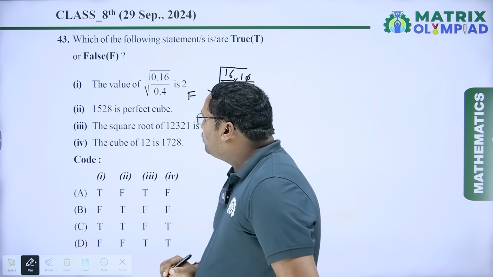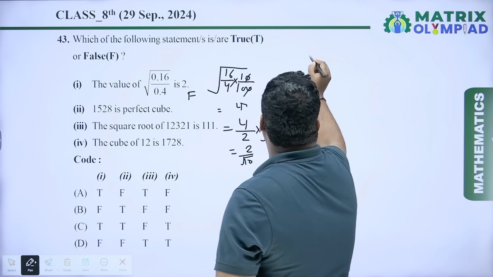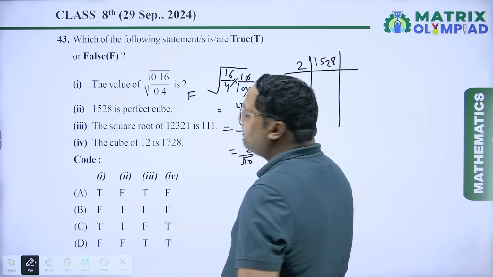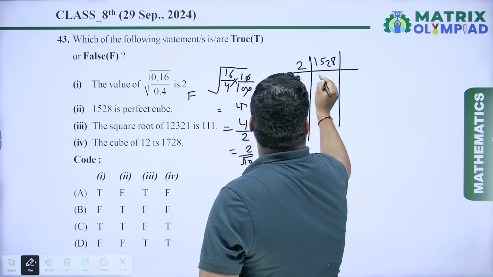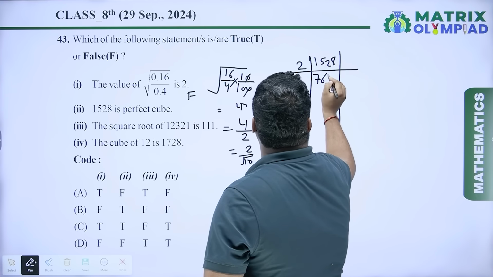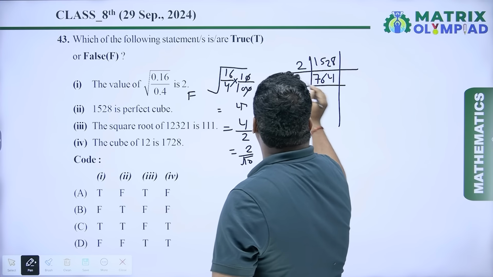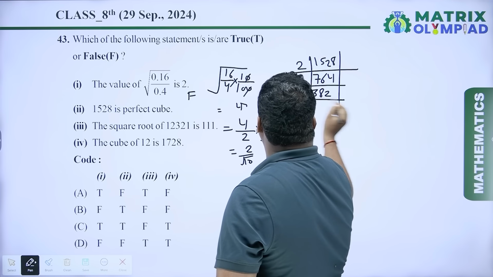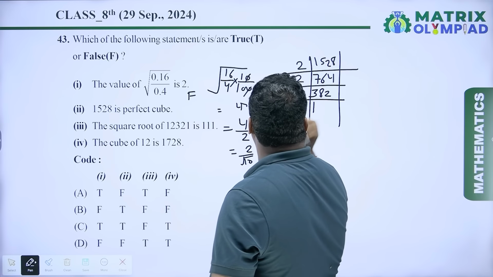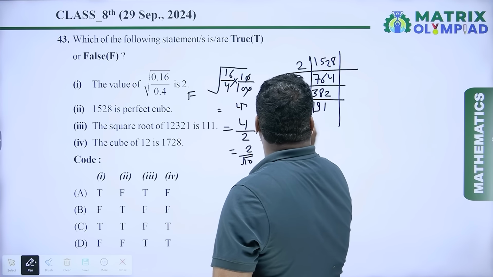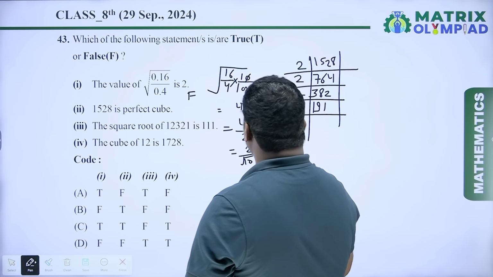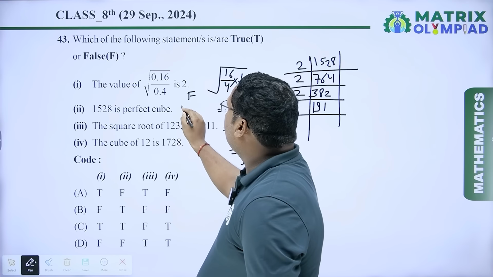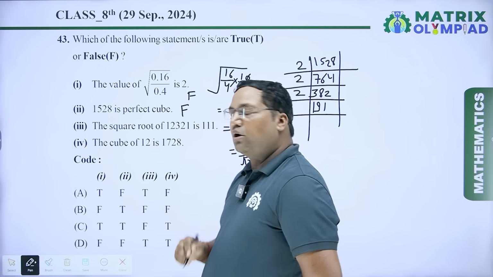Next, 1528 is a perfect cube. Let's check. We have to do the prime factorization of 1528. This number is divisible by 2, so we divide by 2. 2 sevens are 14, 2 sixes are 12, 2 fours are 8, 764. It is again divisible by 2. 2 threes are 6, 2 eights are 16, 2 twos are 4. It is again divisible by 2. 2 ones are 2, 2 nines are 18, 2 ones are 2. But we know that 191 is not a perfect cube number. So 1528 is a perfect cube: it is a false statement. 1528 is not a perfect cube number.